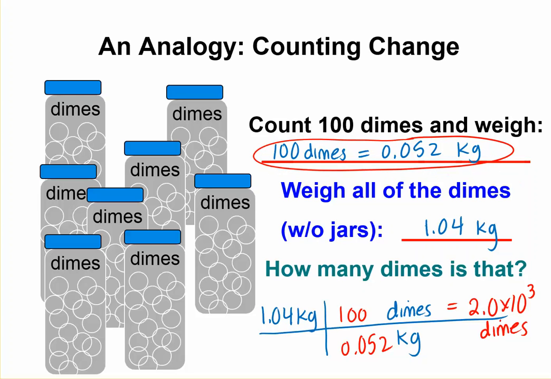So we assume that our atoms are well mixed throughout nature so that when we go to count them, we can use that average mass per number.